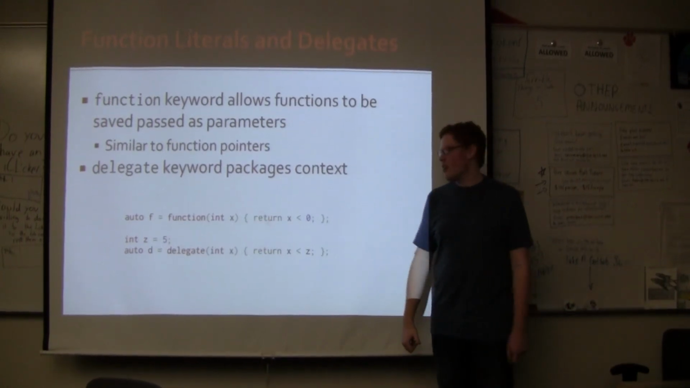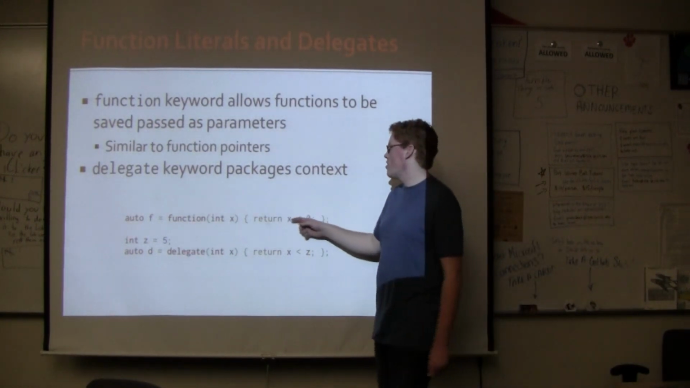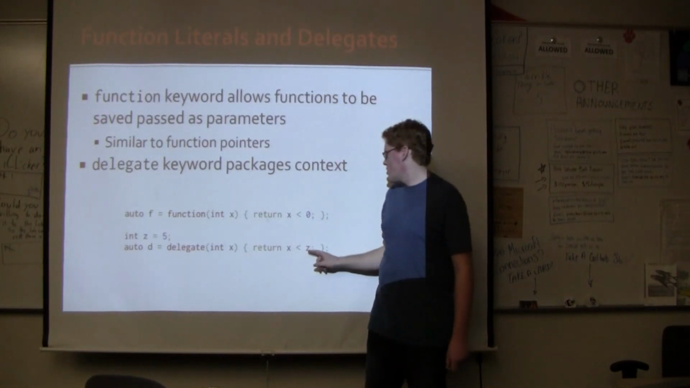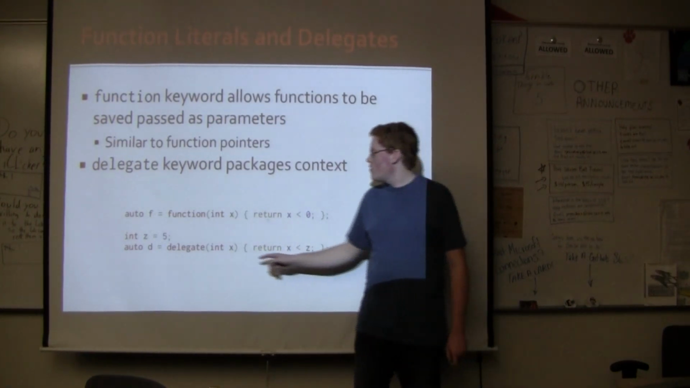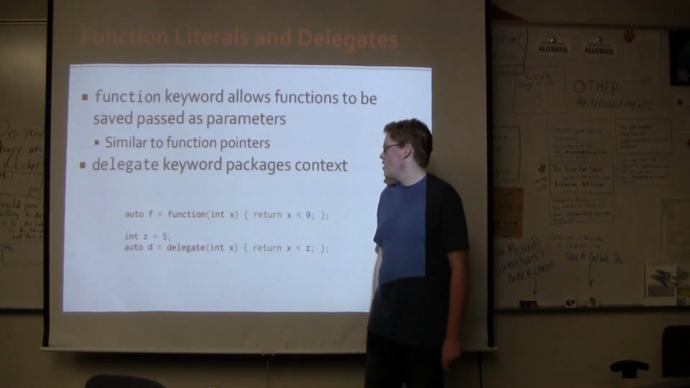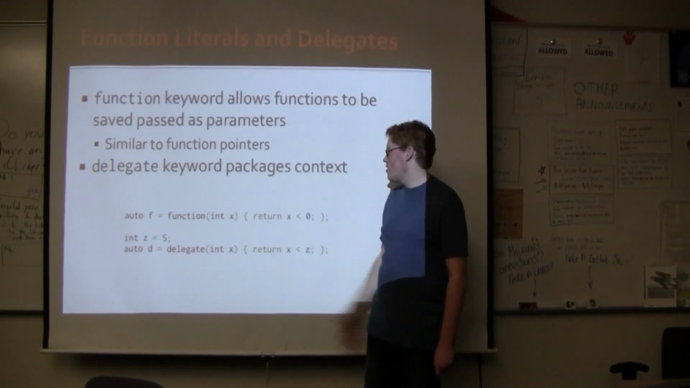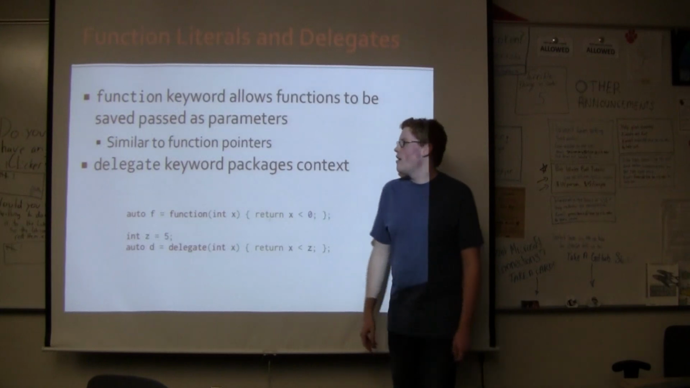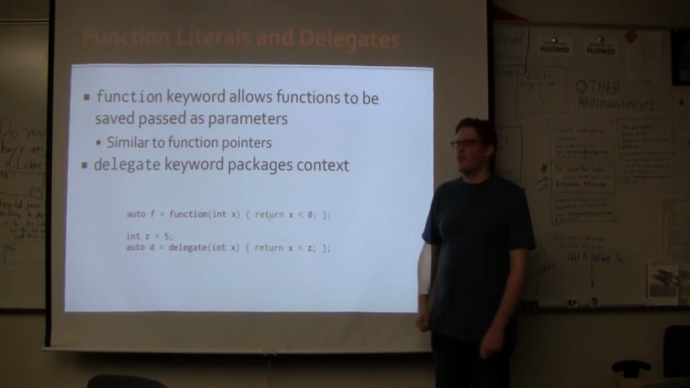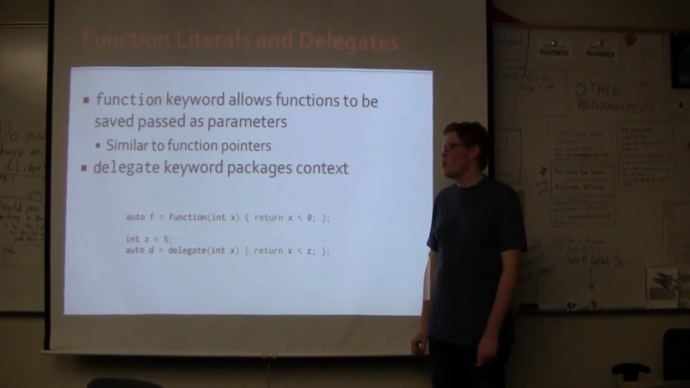Delegates, on the other hand, are more like closures where they package in the context of the call. So you couldn't make a function pointer for this one down here because it's referring to a variable that's not inside the function. So if you want to do that, you have to make a delegate that says, whoever calls me, I can use the current scope and say, oh, it's anything less than 5. This was done because there's a big performance difference between those two.